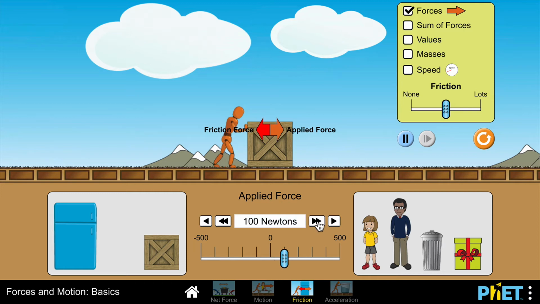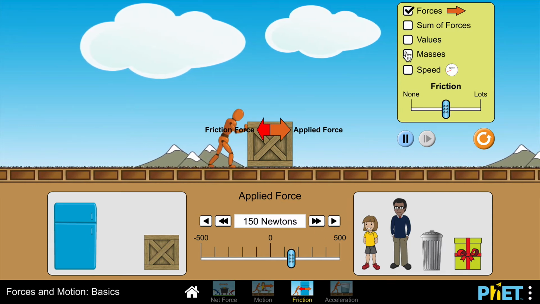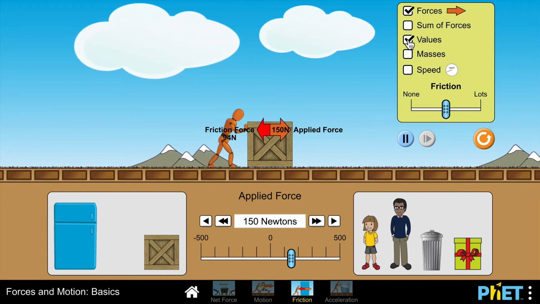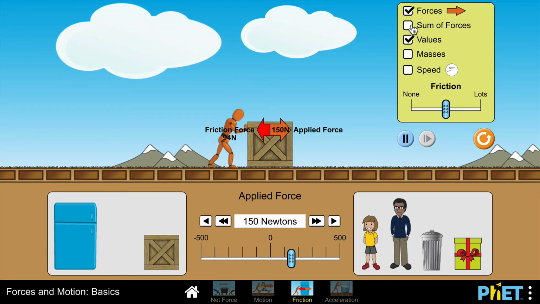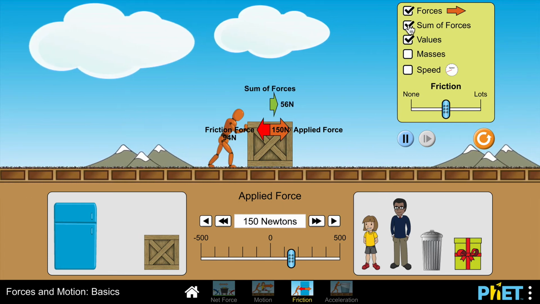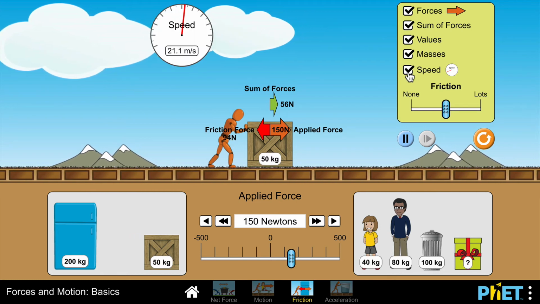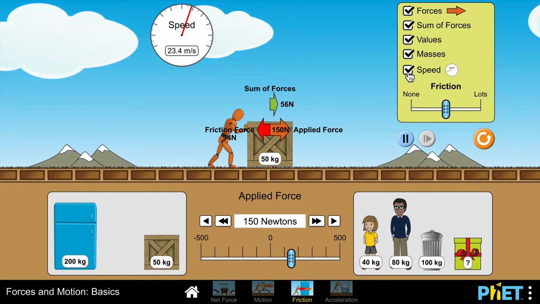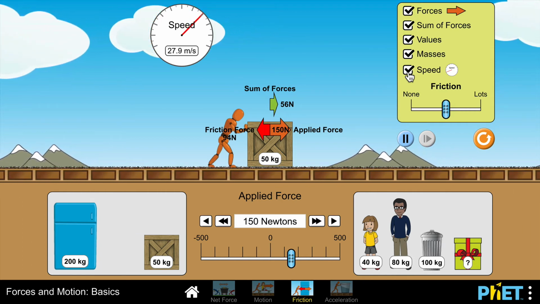Increase the applied force, the same thing's happening. Increase it again, and now the applied force is greater than the frictional force. I can actually look at the size of these forces. I've got 150 to the right, 94 to the left, and that means the unbalanced force must be 56 to the right. I can also look at the masses and the speed, and of course because I have an unbalanced force acting to the right, the object's going to accelerate to the right.